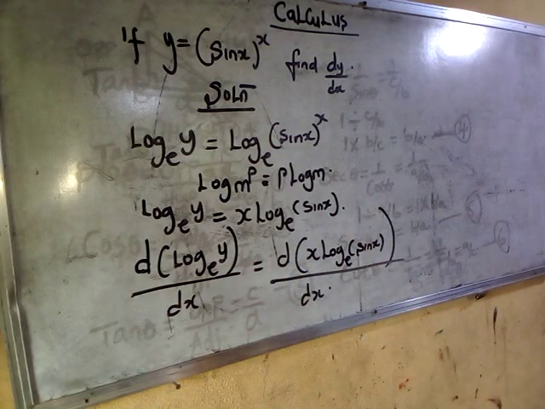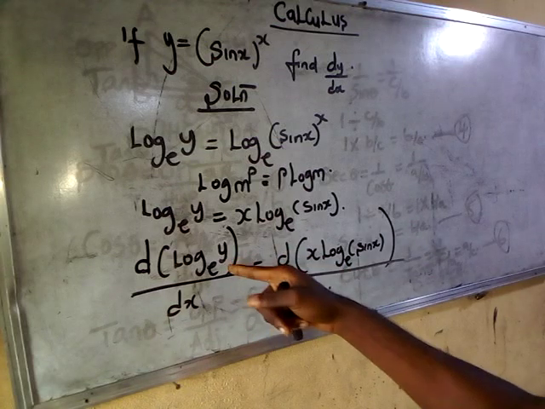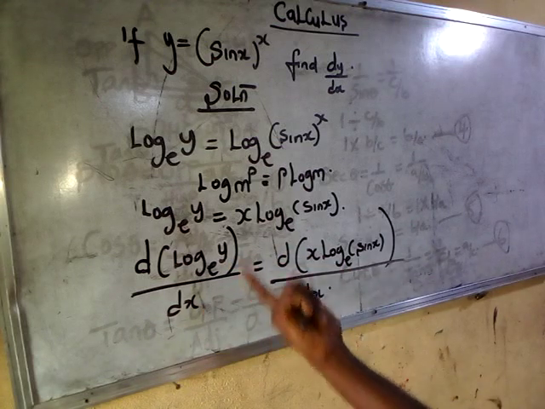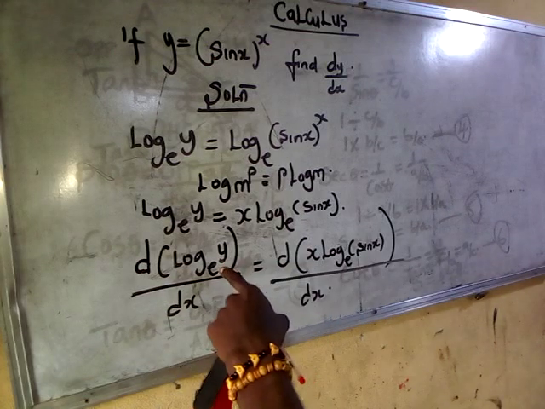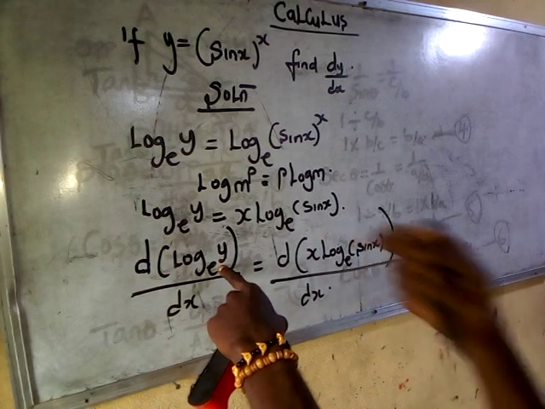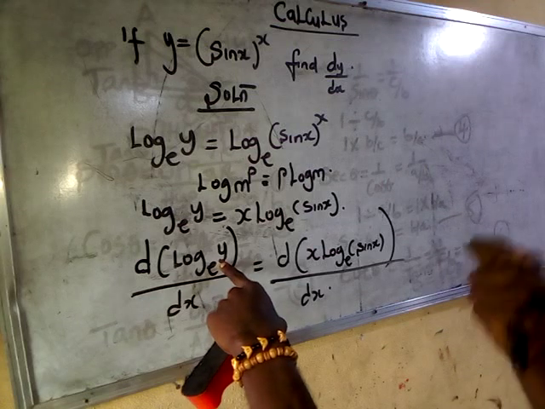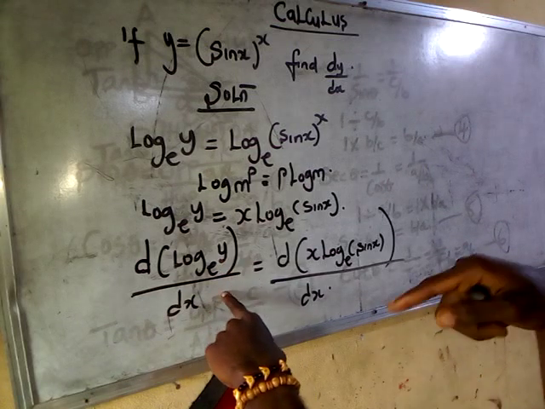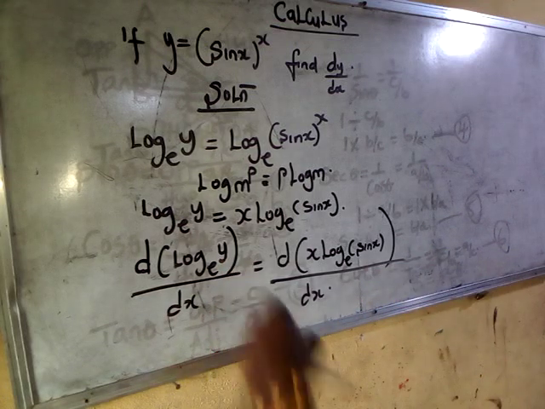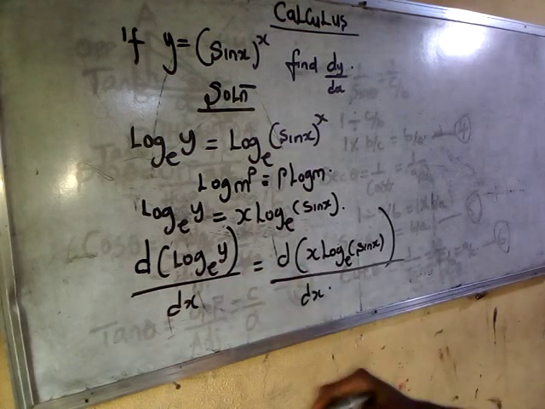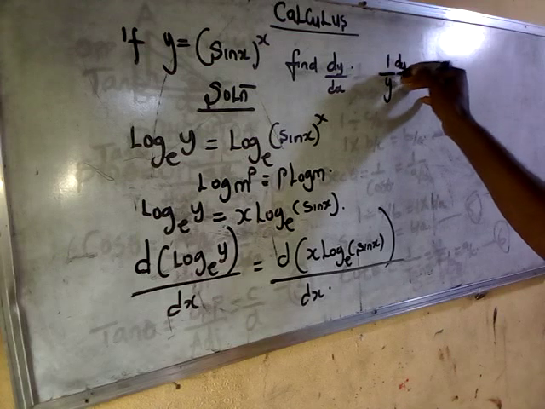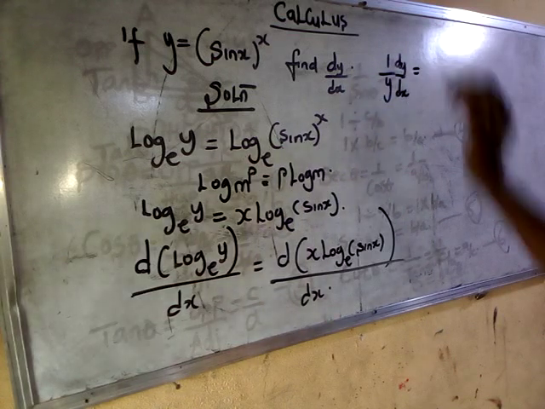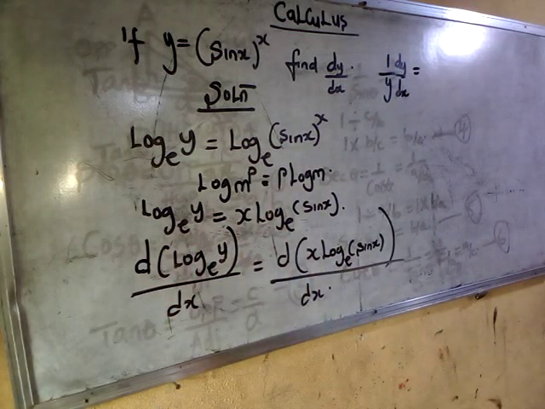Now, when we differentiate this one, because there is no x, it will be 1 all over y. If here was z, the derivative of this will be 1 all over z. If here was p, it will be 1 all over p dp/dx. So since this is y, that will be 1 all over y dy/dx. That is how to differentiate a log function. Let's move to the left hand side.